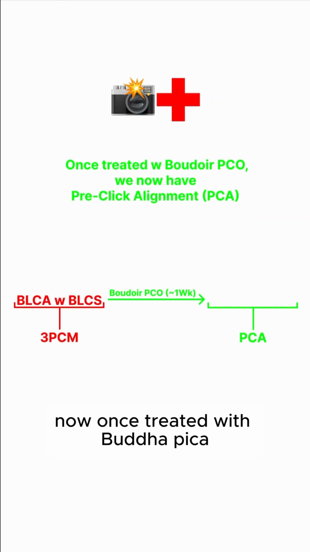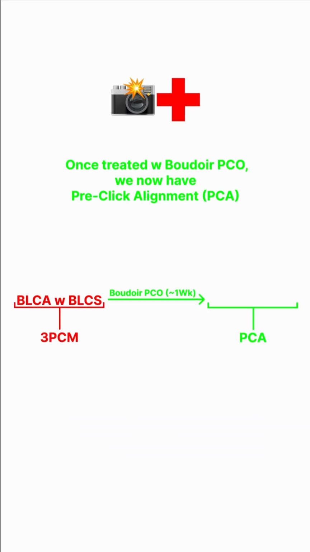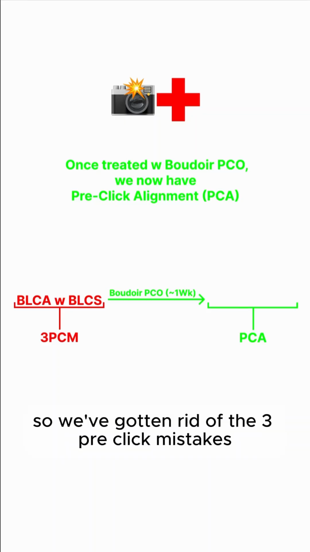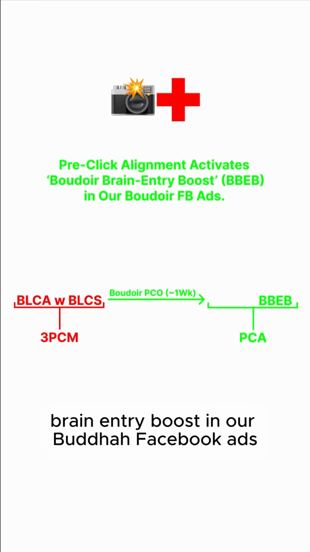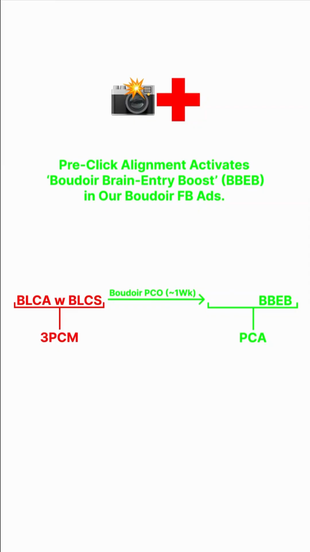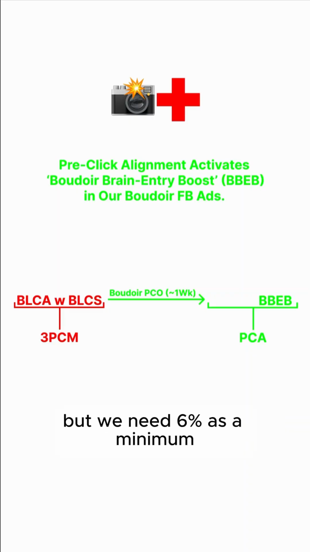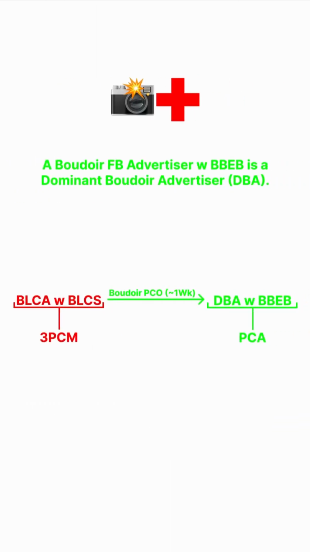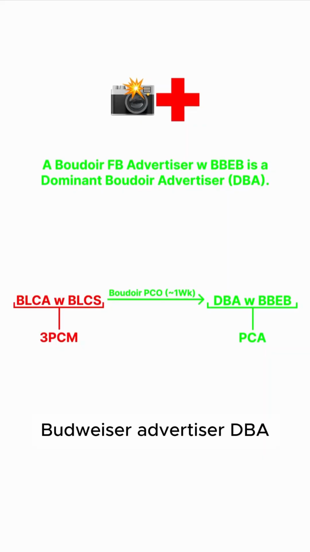Now, once treated with boudoir PICO, we now have pre-click alignment, PCA. So we've gotten rid of the 3 pre-click mistakes. We now have pre-click alignment, and pre-click alignment activates boudoir brain entry boost in our boudoir Facebook ads. Basically, we got our unique CTR above 6%. That's where we need to be. 6% is the minimum. We can get higher than that, but we need 6% as a minimum. And a boudoir Facebook advertiser with boudoir brain entry boost is a dominant boudoir advertiser, DBA.